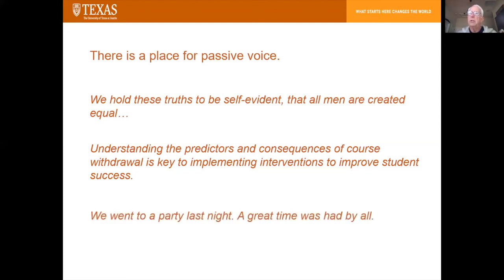And the third time that I find passive voice to be useful is when I want to change the tempo or the pace of what I'm writing. I just want to mix it up a little bit so that it grabs the reader's interest a little more. So we went to a party last night. A great time was had by all, right? I could have written, we went to a party last night. We all had a great time, but now it's just kind of repetitive. It's kind of boring. And by using passive voice, I can shift gears a little bit and perhaps keep the reader's interest. So all in all, I think there's room for passive voice in our writing.